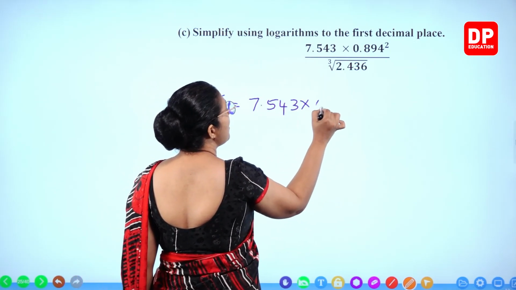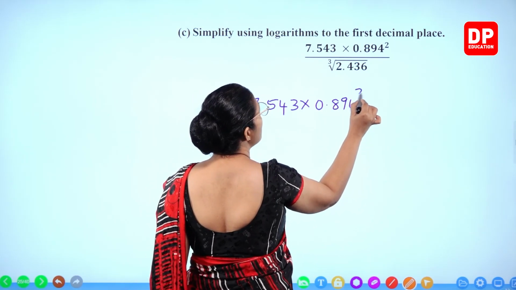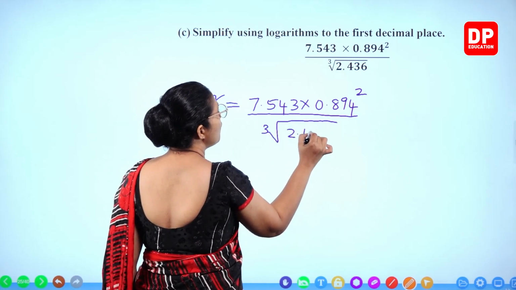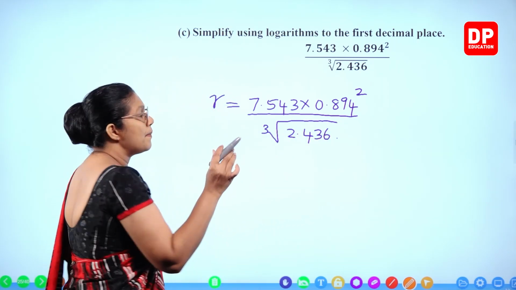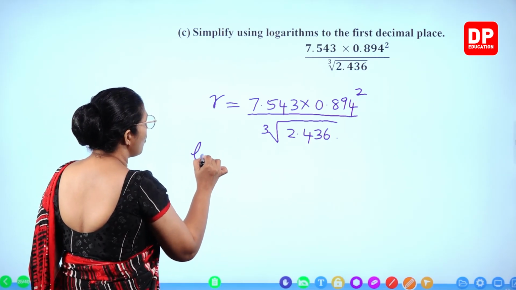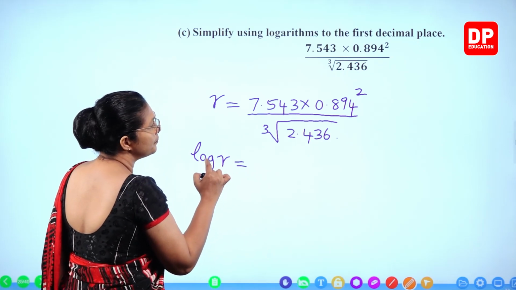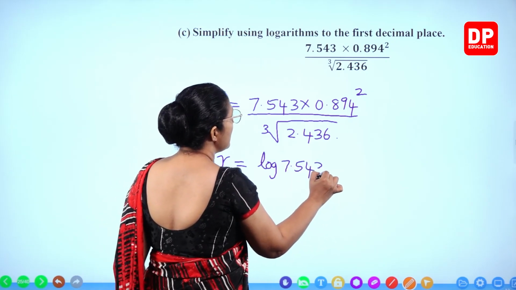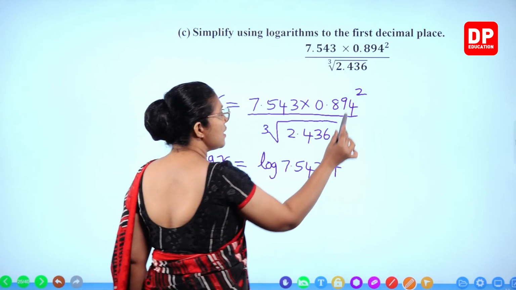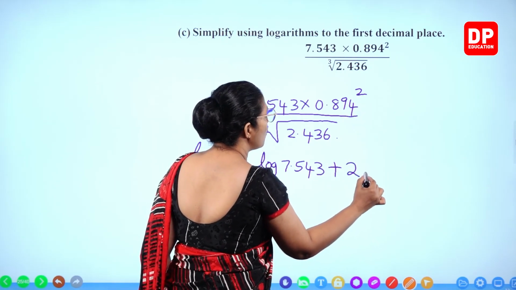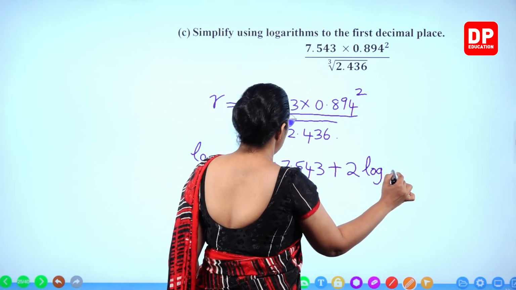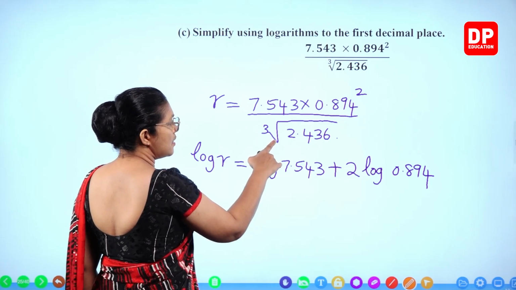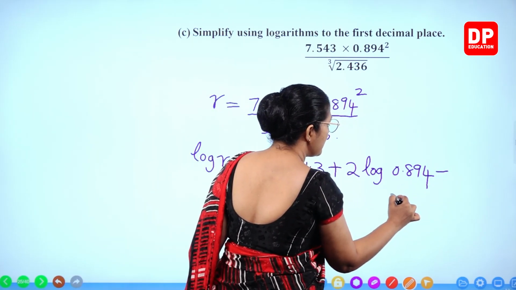7.543 multiplied by 0.894 squared divided by cube root of 2.436. So what is the first step? Take log both sides. Log of R is equal to log of 7.543 plus, because this is multiplication and there's a power, you can take the power out, 2 log 0.894, and then this is division. Division becomes subtraction of logarithms.